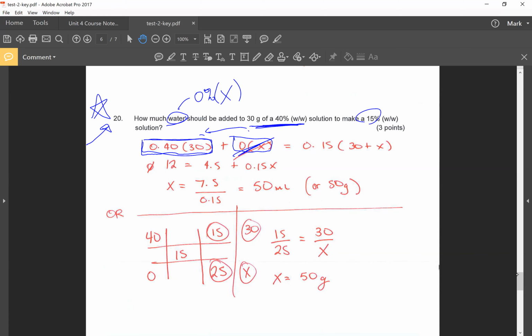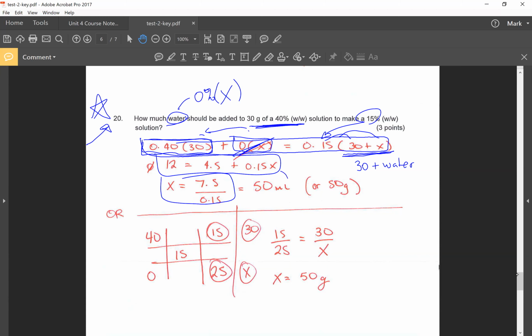We're trying to make a 15% solution, but this solution has to be multiplied by the total amount. It's going to be the 40% solution, so 30 plus the water that we're adding. And remember, the water that we're adding, we don't know what it is. So I end up solving this equation here, which I'm not going to go through how to solve. That's just algebra. Make sure you distribute the 15 out. You'll get this, and then you'll get this, and you'll get 50.